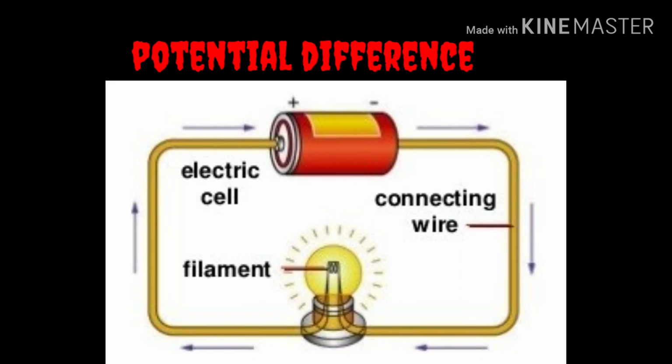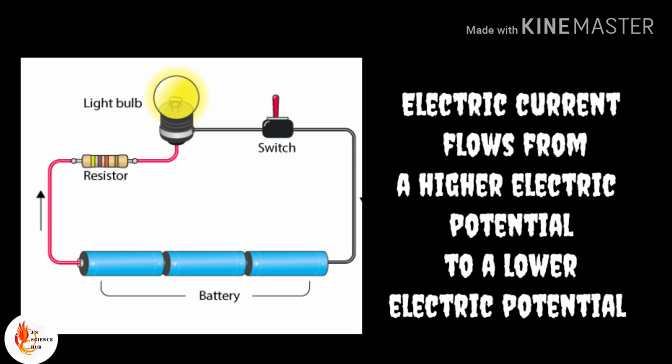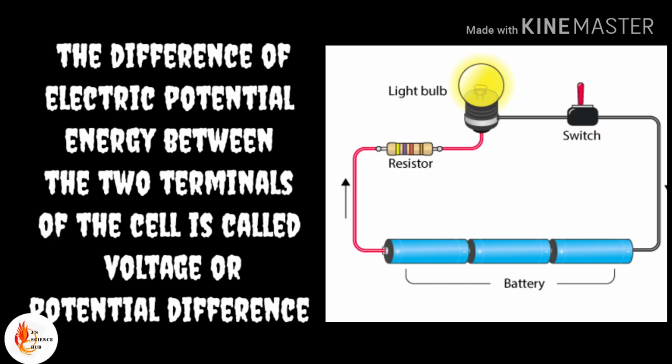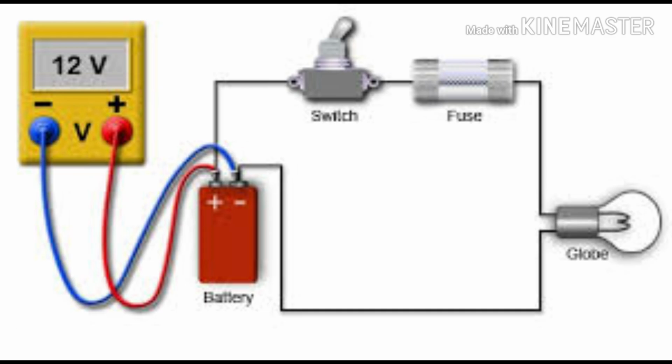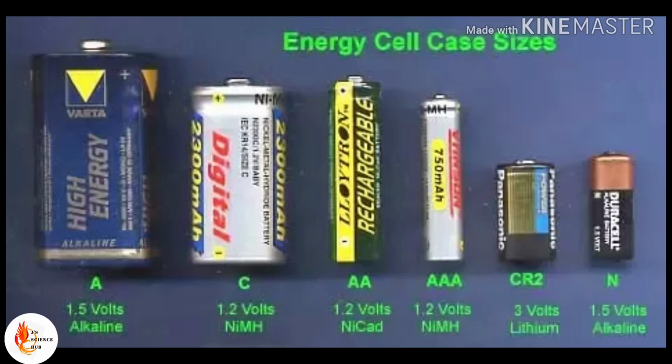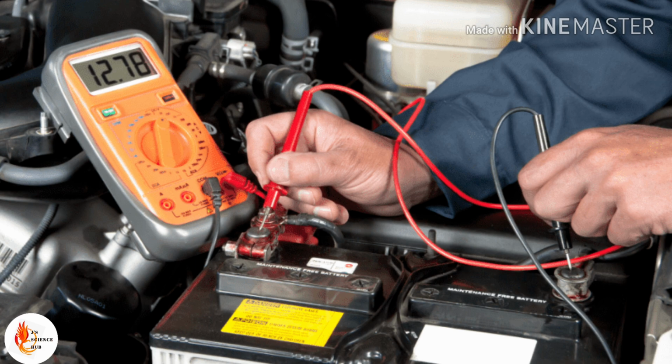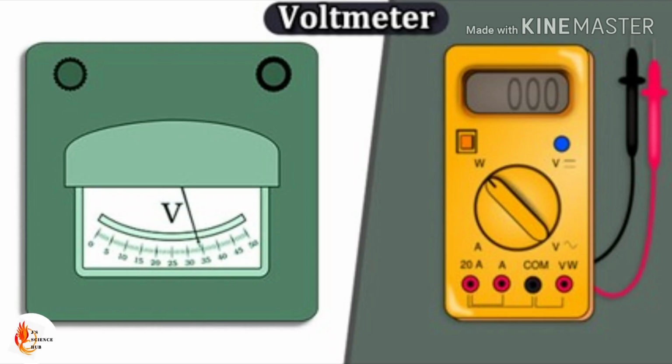So what is potential difference? Usually electric current flows from a high electric potential to a low electric potential. So the difference of electric potential energy between two terminals of the cell is called voltage or potential difference. The positive terminal of a battery has higher potential than the negative terminal. The voltage between the positive terminal and the negative terminal of electric cells and batteries is marked on them. For example, the simple dry cell we are using has 1.5 volts. The car battery has nearly 12 volts. So the symbol of the potential difference is V and the international unit is volt.